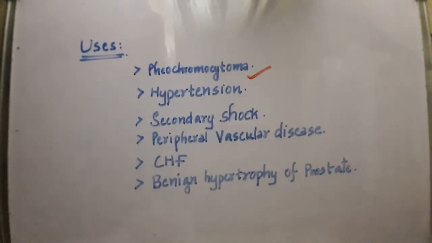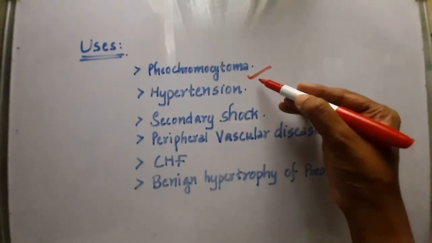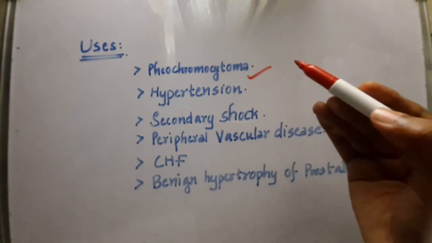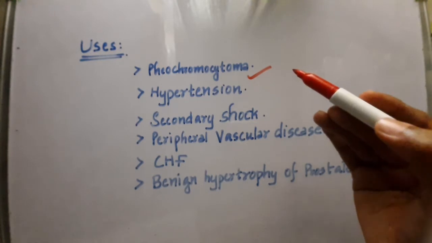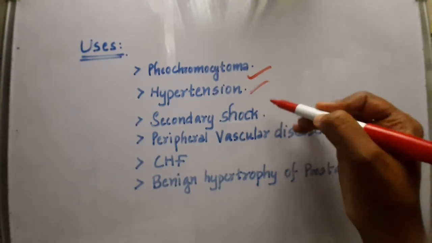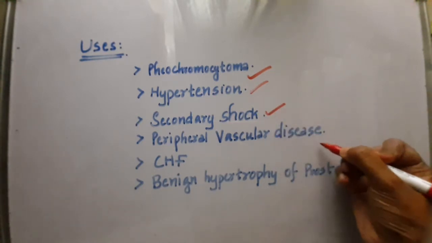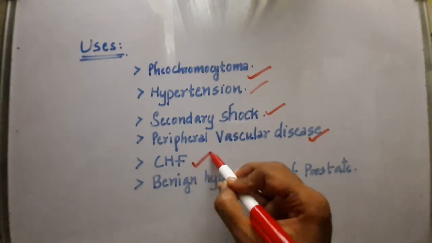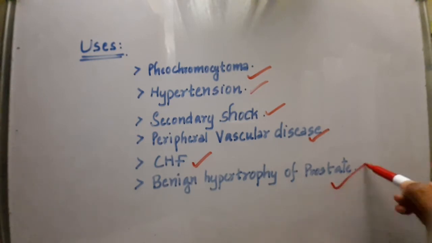Now let us see some of the uses of alpha blockers. First one, it is used to treat pheochromocytoma. Pheochromocytoma is a tumor of adrenal medullary cells. In order to treat that, we use alpha blockers. Next one is to treat hypertension. Third is secondary shock. Fourth is peripheral vascular disease. Next one is congestive heart failure. And the final one is benign hypertrophy of prostate.